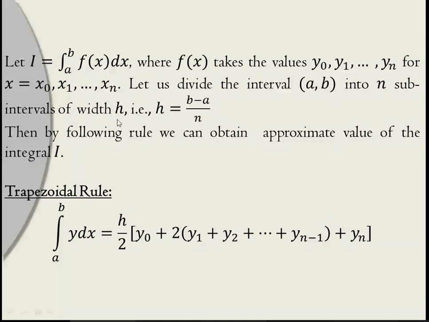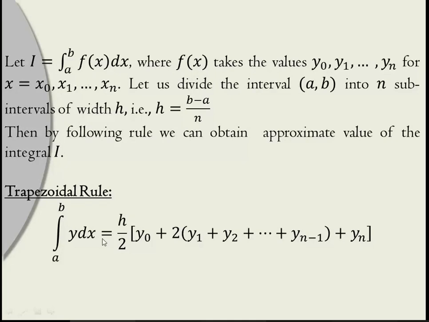By using this, we have different rules to find the approximate value of the integration. We are going to see three different rules. The first one is the trapezoidal rule, and like that we have two more rules to find the integration. So firstly, we'll see how to get the integration by using the trapezoidal rule. What is the formula? Integral from a to b y dx. You can use y or you can use f of x, because y is nothing but f of x, equal to h by 2.